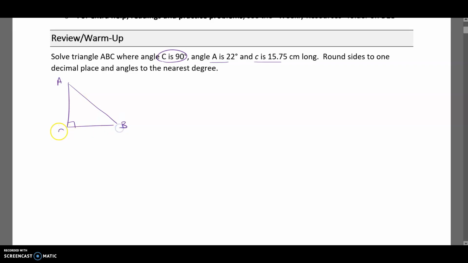Triangle ABC where C is my 90-degree angle. Angle A is 22 degrees. And remember our labeling, across from angle A is side A, angle C, side C, angle B, side B. I also know side C, the hypotenuse, is 15.75 centimeters long. If I want to solve this triangle, it means I need to know all the angles and sides. It can be helpful to set up a table for your answers so you can see what you know and what you need to find out. So putting in that same information here.